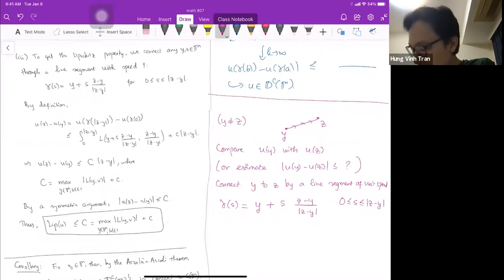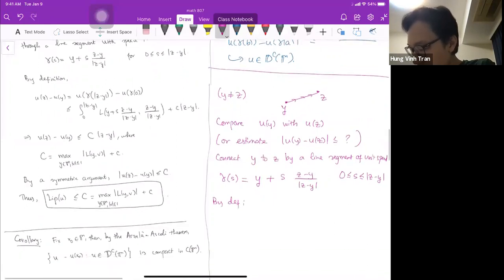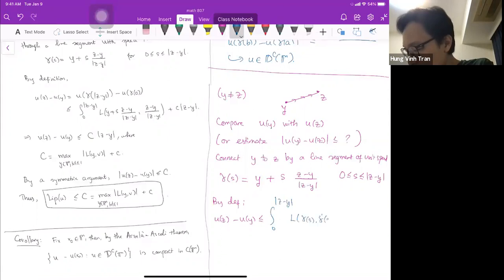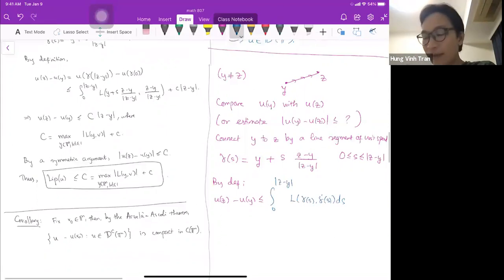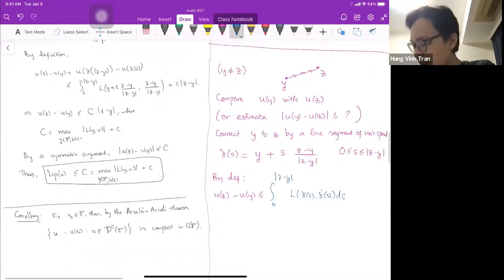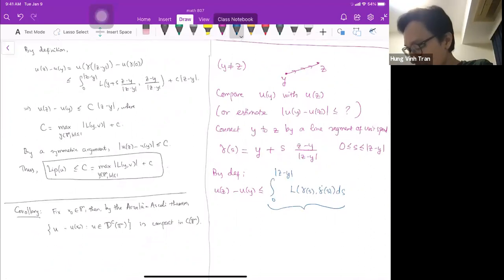So if you do it like that, then by definition of the boundedness, or of the dominated, you have u(z) minus u(y) is less than or equal to the action functional, the integral from 0 to |z minus y| of L of gamma(s), gamma dot(s) ds. So you see, it's very elementary. Everything is built upon very simple ideas. But once we have done a lot, then we have a very good theory, or good setup tools. Okay, and you compute this one, you see nothing but just |z minus y|.